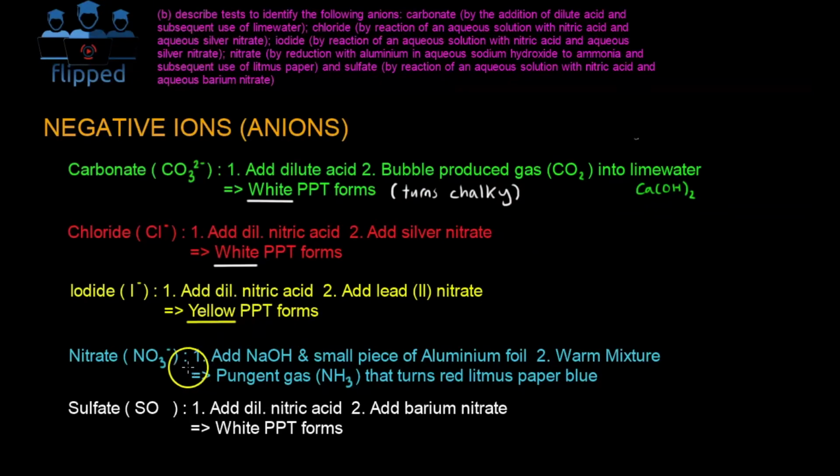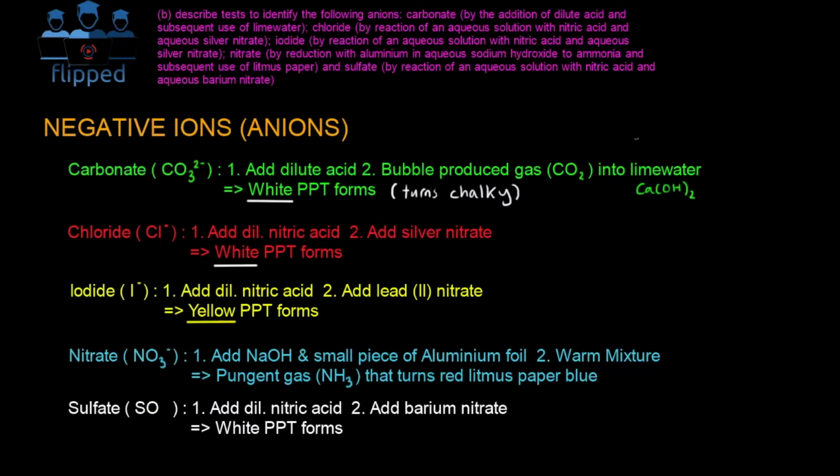Next is nitrates, which are NO3-. This one is a bit special because we don't see any precipitate. Instead, how we test is using NaOH, which is sodium hydroxide, and a small piece of aluminium foil. And then we warm the mixture, and we will start to have a pungent gas being emitted. When we use a red litmus paper, it actually turns blue, signifying that it's alkaline. And this NH3 produced shows us that nitrate is present in the test tube.